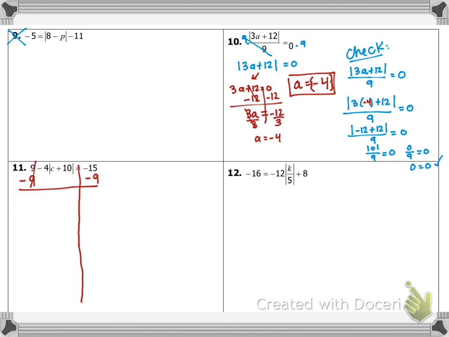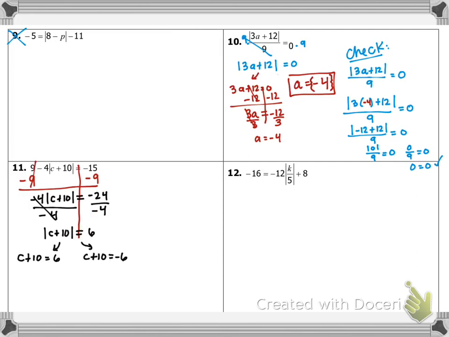So that cancels. And now we're left with negative 4 times the absolute value of c plus 10 equals negative 24. And now we divide. You have to do it in that order. So c plus 10 equals 6, because those two cancel, and negative 24 divided by negative 4 is a positive 6. Split them off into 2, and then just solve each equation. So minus 10 from both sides, you get negative 4 and negative 16. So now we check.